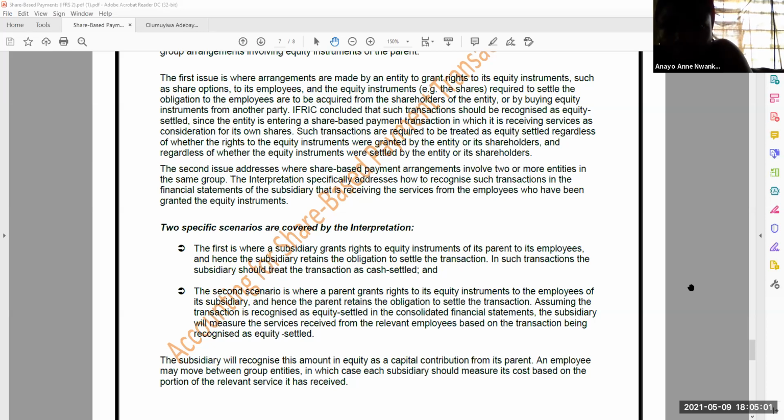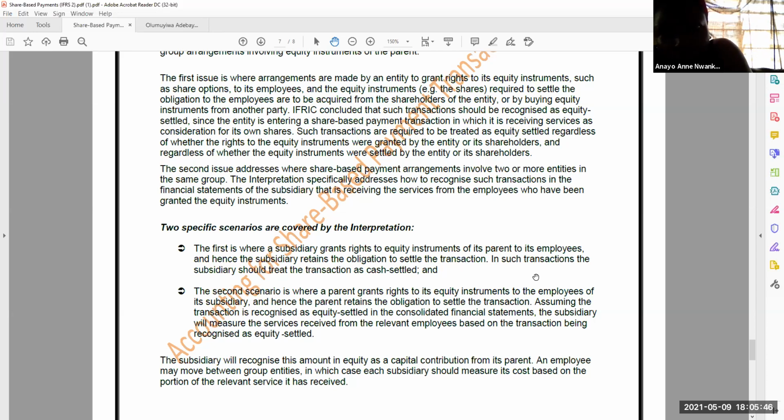Two specific scenarios are covered by the interpretation. Scenario 1, the first, is where a subsidiary grants rights to equity instruments of its parent to its employees, and hence the subsidiary retains the obligation to settle the transaction. In such a transaction, the subsidiary should treat the transaction as cash settled. And the second scenario is where a parent grants rights to its equity instruments to the employees of its subsidiary, and hence the parent retains the obligation to settle the transaction.